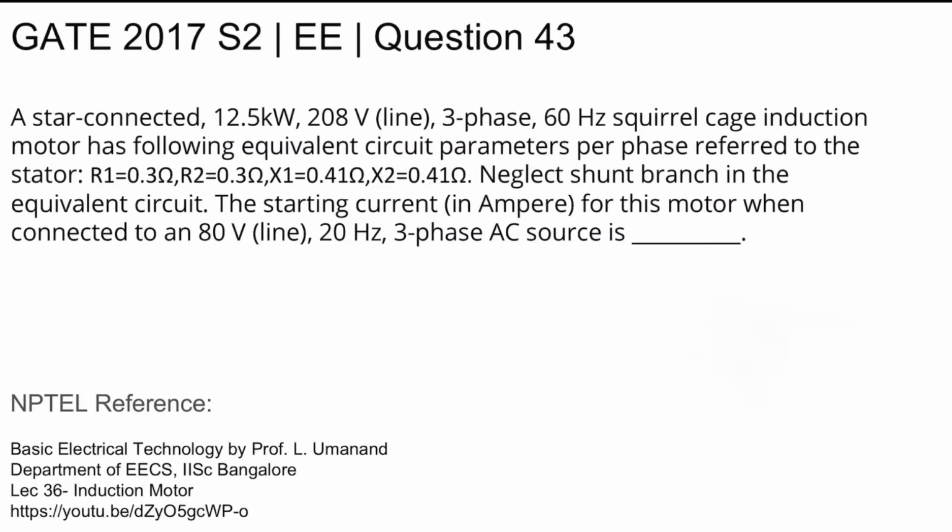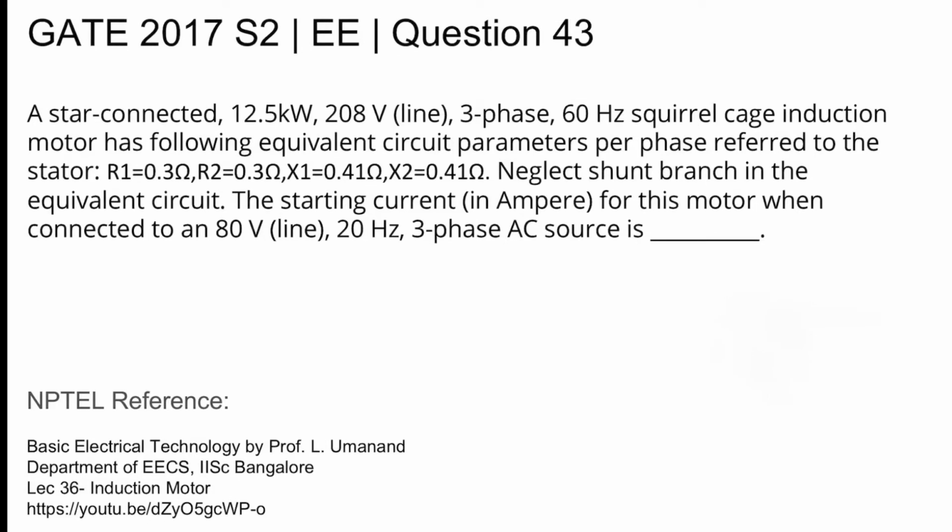GATE 2014 Electrical question number 43. A star connected 12.5 kilowatt, 208 volts line, 3 phase, 60 Hz squirrel cage induction motor has the following equivalent circuit parameters per phase referred to the stator: R1 equal to 0.3 ohm, R2 equal to 0.3 ohm, X1 equal to 0.41 ohm and X2 equal to 0.41 ohm. Now, neglecting the shunt branch parameters, the starting current in ampere for this motor when connected to an 80 volt, 20 Hz, 3 phase AC source is being asked.